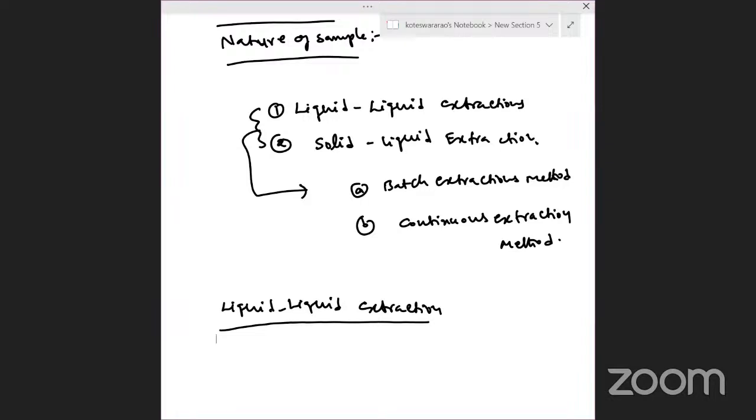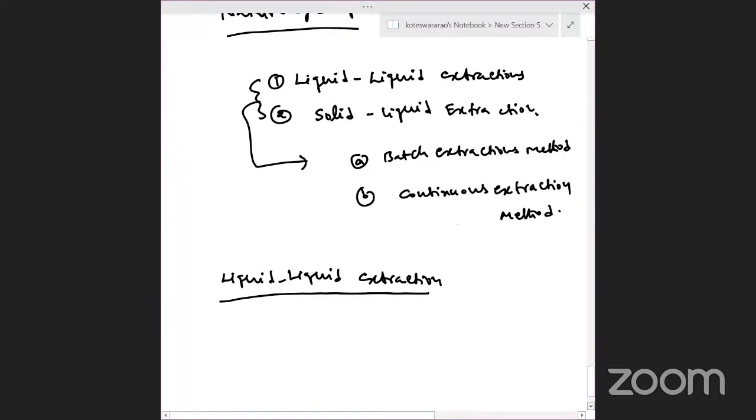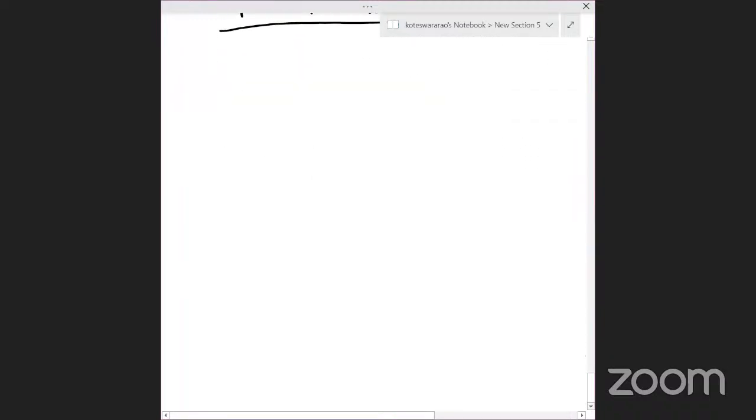Okay, I already told you this extraction is carried out by the batch extraction method and the continuous extraction method, from which we come first to the batch extraction method. Batch extraction method. Yes. What is the batch extraction?